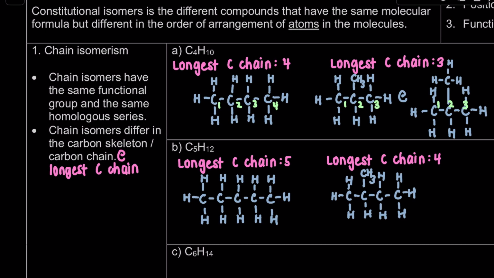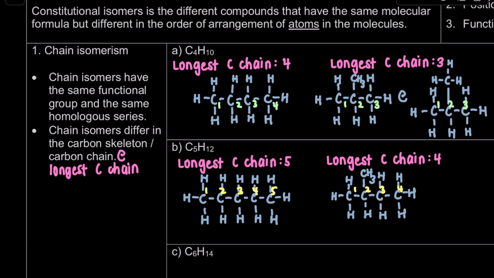Okay, so again for this one, the longest carbon chain is 1, 2, 3, 4. The first one is 1, 2, 3, 4, 5. So this is the longest carbon chain for 4. For example, if I put a carbon at carbon number 3 here, and you count from the left, it will be 1, 2, 3, 4. So carbon number 2, it's still the same. So that is for the longest carbon chain, which is 4.